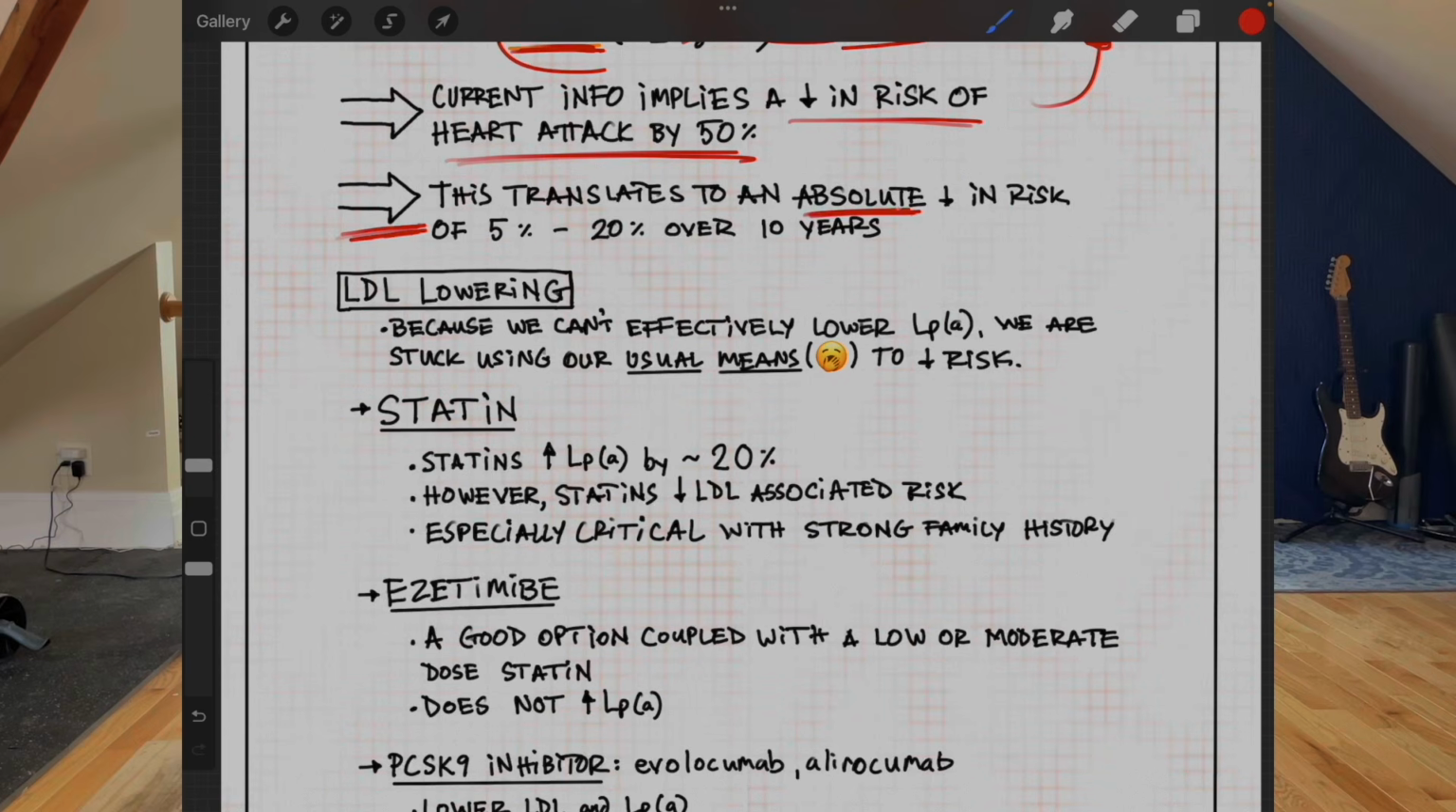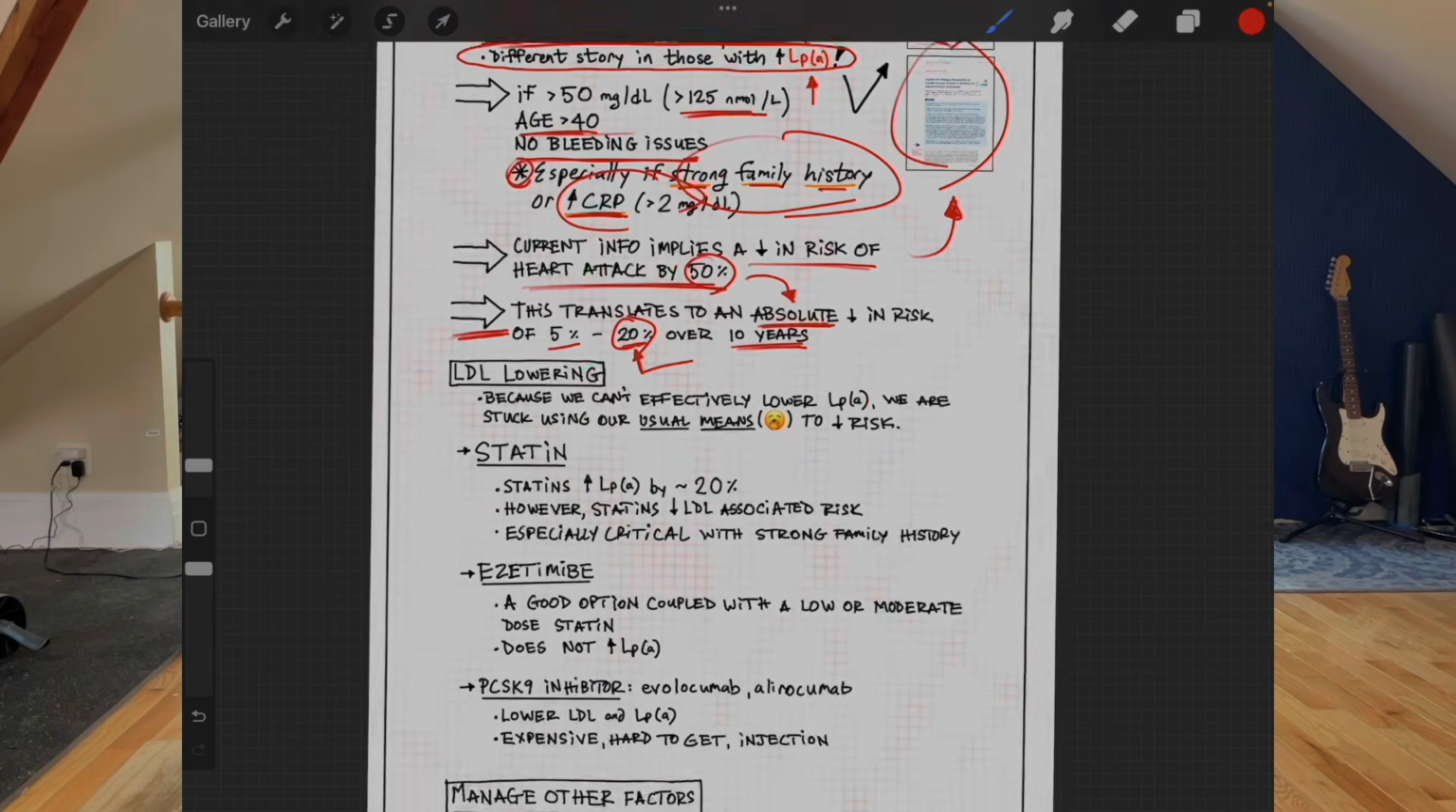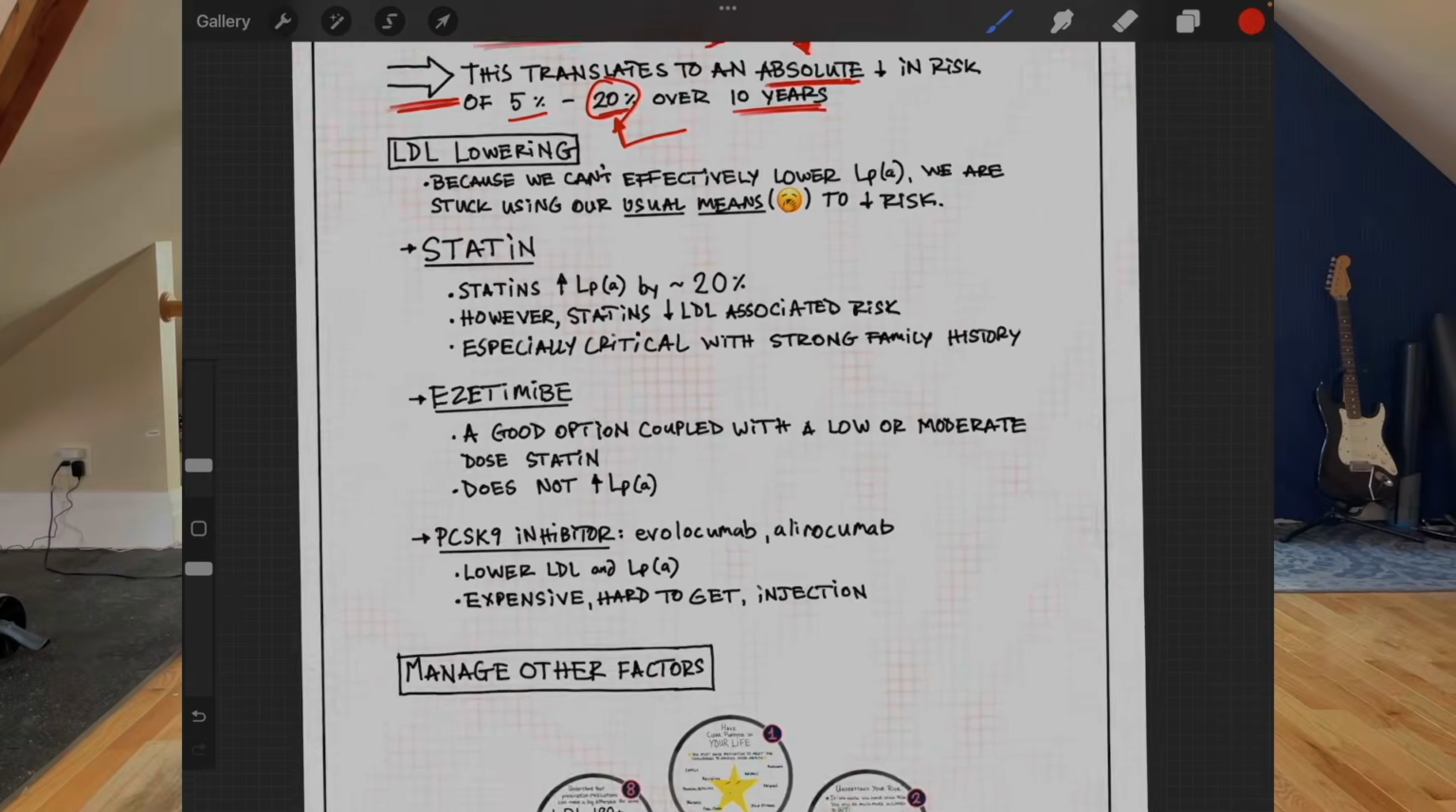And so 50% relative reduction would translate into an absolute reduction of somewhere around 5 to 20% over 10 years. And this is quite large. So in people who are at high risk, maybe they have diabetes, high blood pressure, and they are 65, 70 years old, the person will have a substantial risk, and you can cut that in half and get somewhere in this vicinity of a reduction. What other choices are there besides aspirin? Well, there's the old standby.